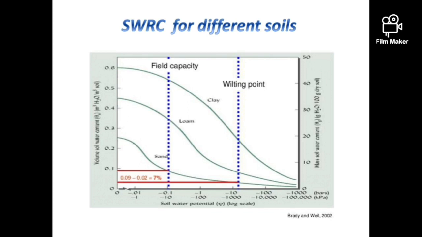Further, there are three critical levels of soil water that can be identified in the moisture characteristic curve. They are the saturation level, field capacity level, and wilting point. You can see the graphical illustration of these characteristics in this slide.